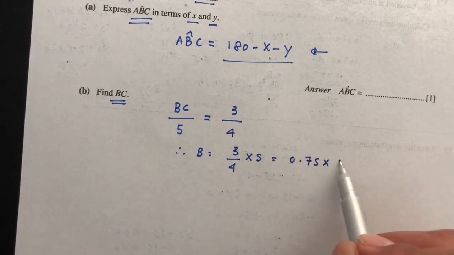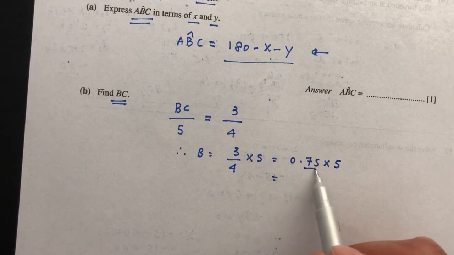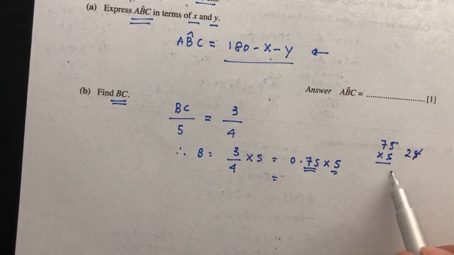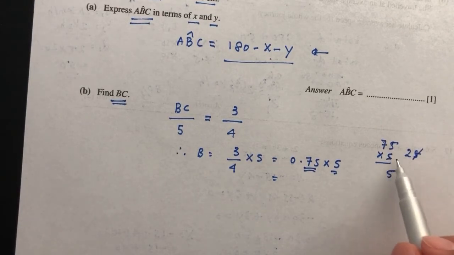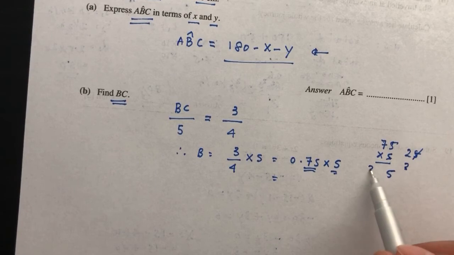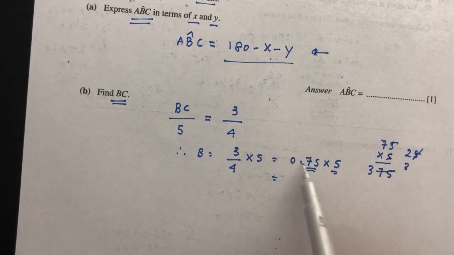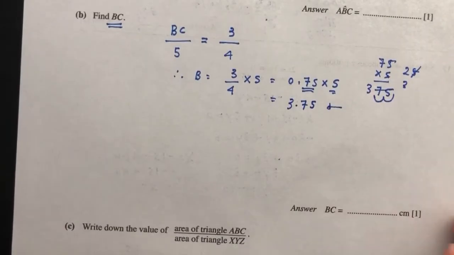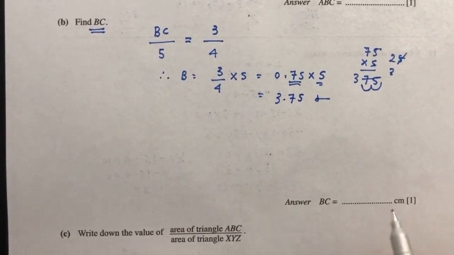That will be 0.75 times 5. So what is 75 times 5? Let's do that. 5 times 5 is 25. 7 times 5 is 35, plus 2, 37. So here we have 2 decimal places, so we move 2 decimal places. Your answer will be 3.75. So BC will be 3.75 centimeters.